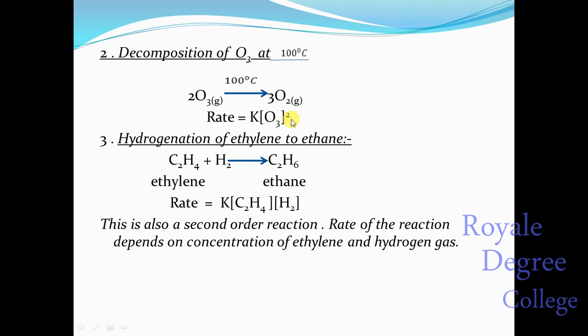Next is hydrogenation of ethylene to ethane. We take ethylene, hydrogen is added, a hydrogenation reaction takes place, and we get C2H6, that is ethane. So here the rate of the reaction is equal to what? K, molar concentration of C2H4 and molar concentration of H2. Nothing is written before C2H4, which means 1, isn't it? So molar concentration of C2H4 to the power 1, H2 to the power 1. So 1 plus 1 means again you get the value 2. So this is again an example of second order reaction. The rate of the reaction depends on the concentration of ethylene as well as hydrogen gas.